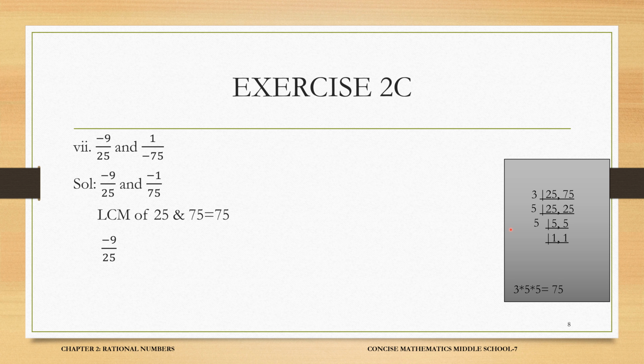Now just take the first rational number, minus 9 by 25. With which number should you multiply to make this 25 into 75? Look here, children, from this LCM itself you can get the number with which you have to multiply. If it is a small number, you can multiply it easily.